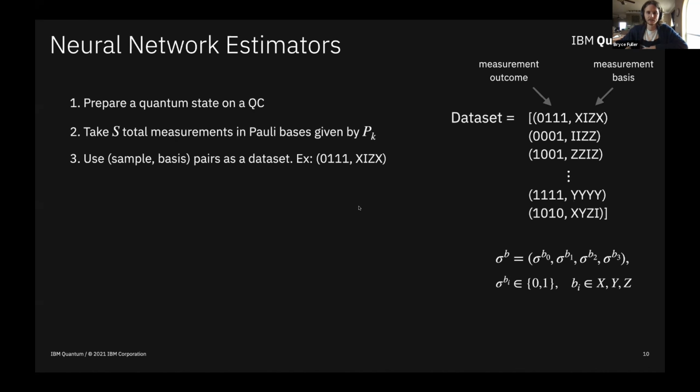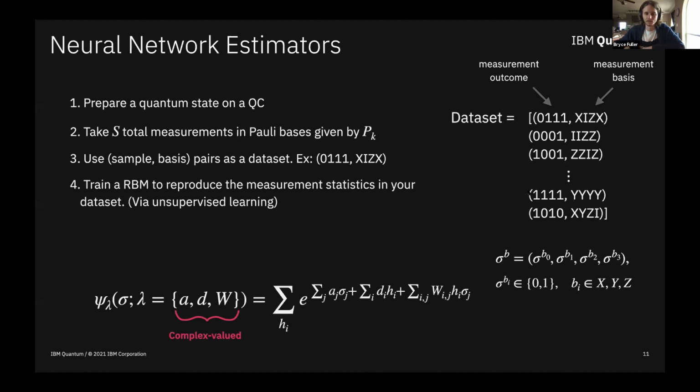However, in step 3, instead of using these to directly compute our energy, we're actually going to kind of regard them as a data set of sample basis pairs, right? You can actually write this a little more succinctly in this notation down here. So sigma is going to correspond to one of these configurations, which encodes both the basis and the observation that you received.